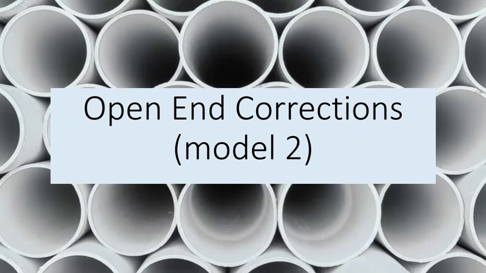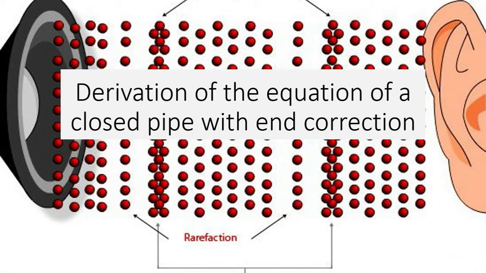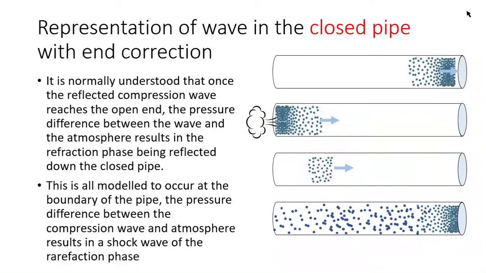This is a model which is used to calculate the particular frequency that is created in a pipe of some particular length, but special consideration is put in place in order to get a more accurate reading about that length and the frequency related to that particular length pipe. After this we should also be able to derive the particular equation for the closed pipe with end correction.